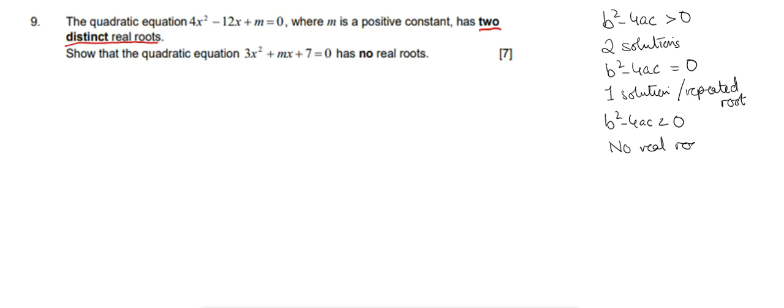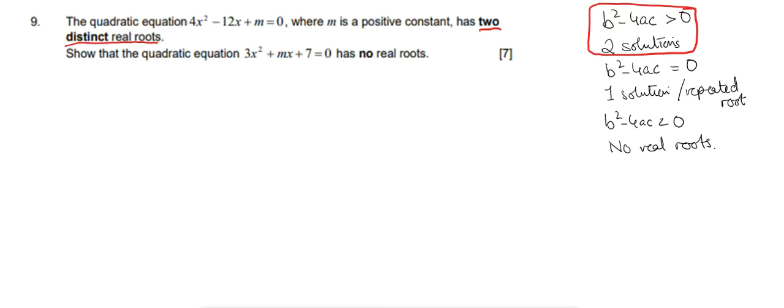Okay, so looking at this question, as soon as it says that we have two distinct roots, I am thinking about this bit. Let's see how we can put it into the question. Show that the quadratic equation 3x squared plus mx plus 7 equals 0 has no real roots. Okay, so we take a minute to think about it.